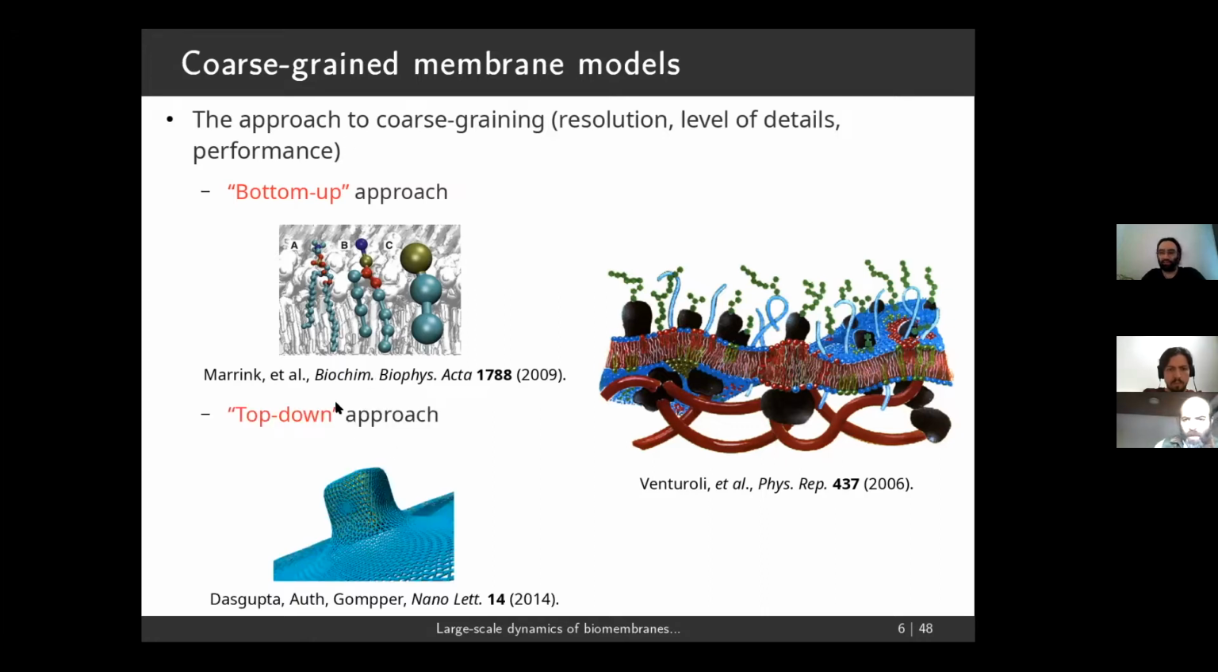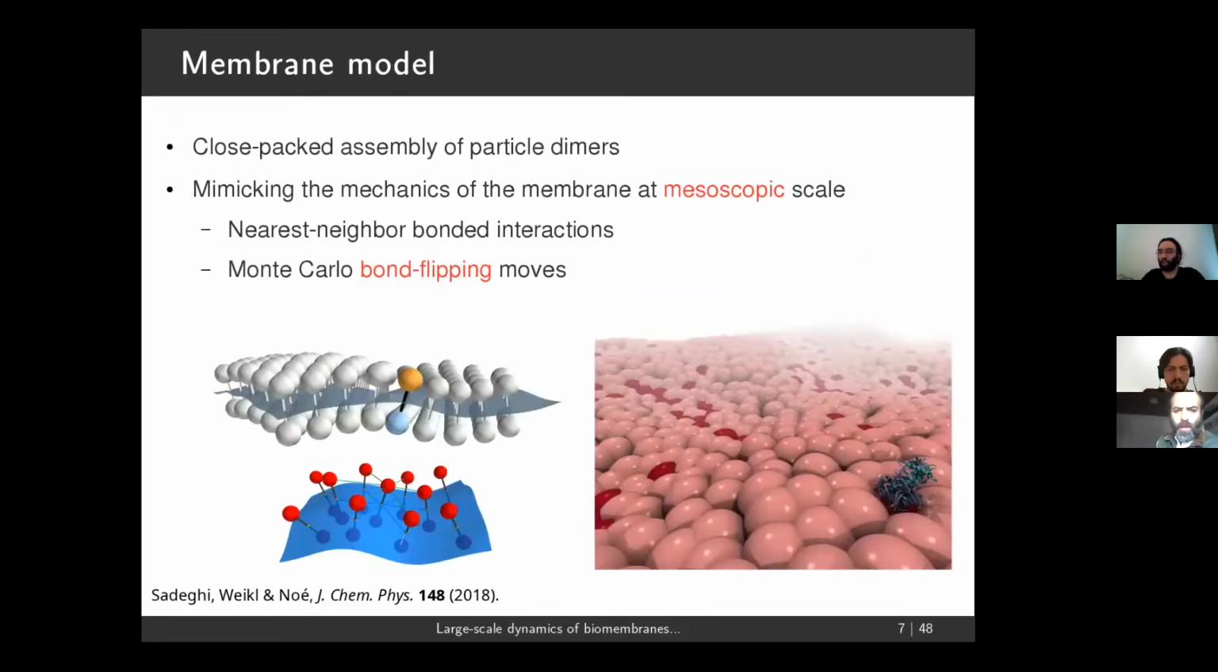But on the other hand, we can basically be done with the whole bottom-up thing and try to look at the membrane from the top down, from the continuum surface, and try to come up with models that can give us the mechanics that we expect from that. By the way, if it's okay, at any point you can interrupt me and ask questions. If anything is not clear, feel free to ask.